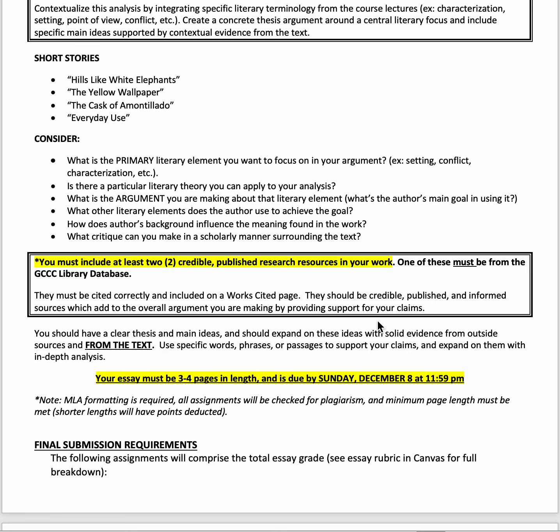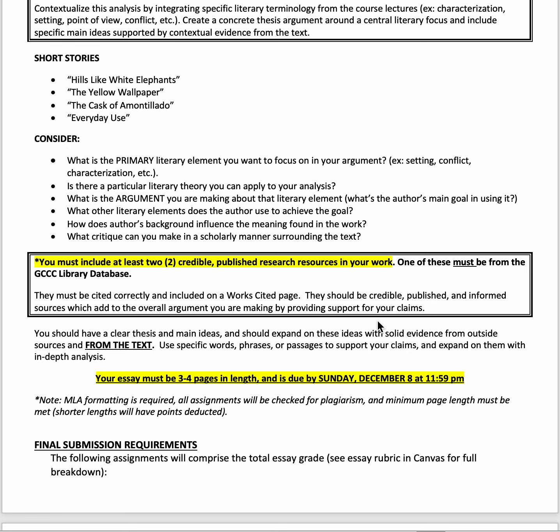Use. The things I want you to think about as you write this analysis: what's the primary literary element that you want to focus on? So what's the thing that you found most interesting about that story? And which story did you find most interesting? So you write about that story. You could focus again on things like setting or conflict or characterization.